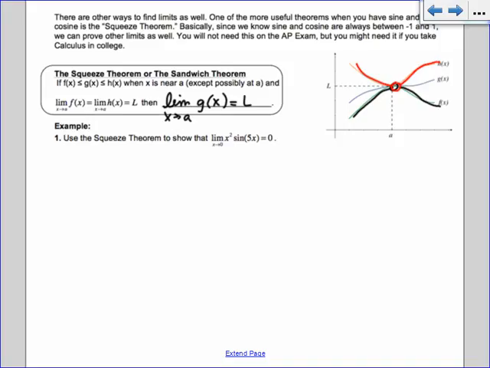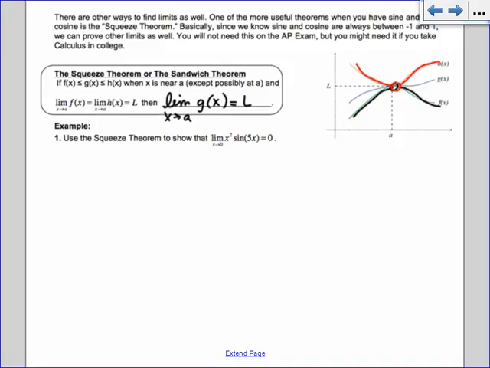What is the highest value sine can have? 1. What is the smallest value sine can have? -1. So if we sandwich sine between 1 and -1, then we can do a lot of different things with it. So that's what we're going to do. So it says, use the squeeze theorem to show that the limit as x goes to 0 of x squared sine of 5x is equal to 0.